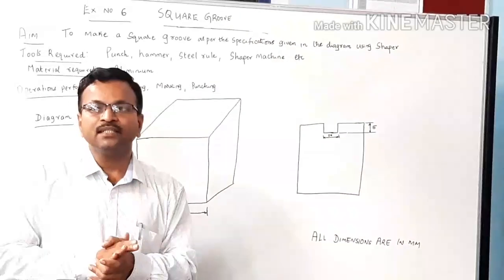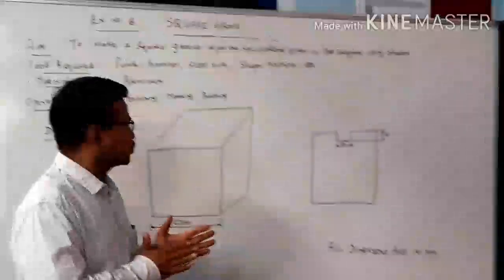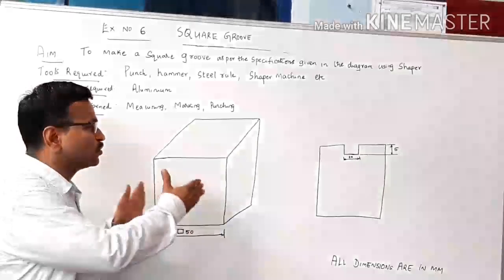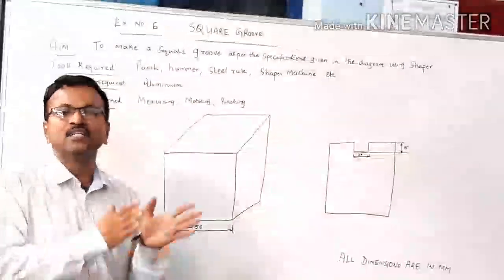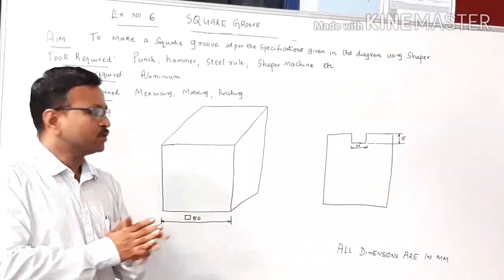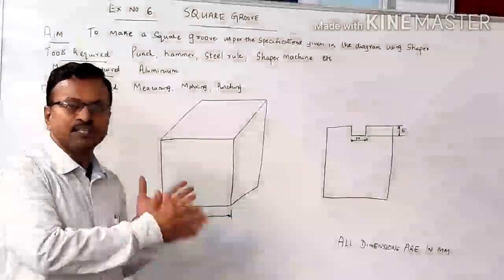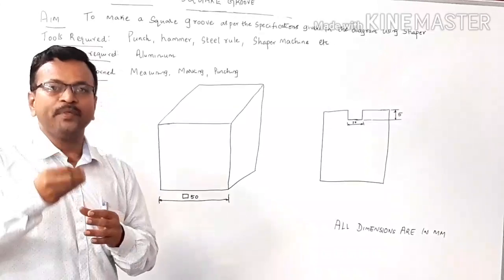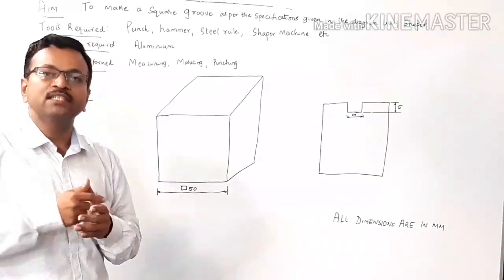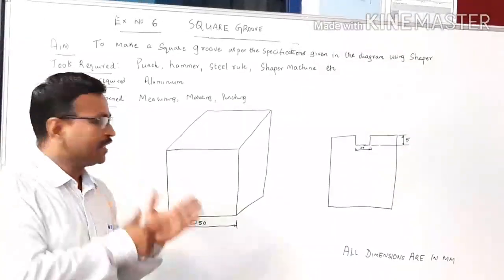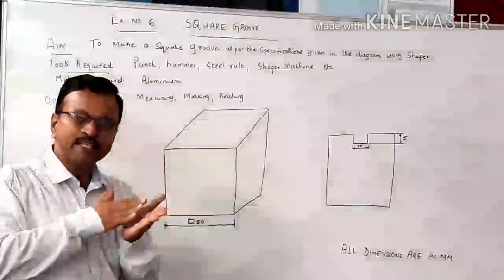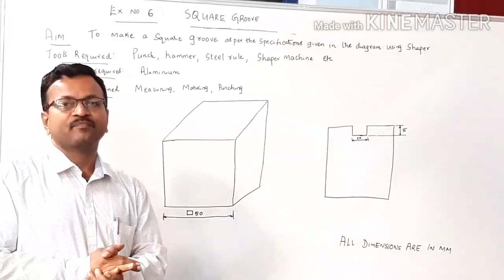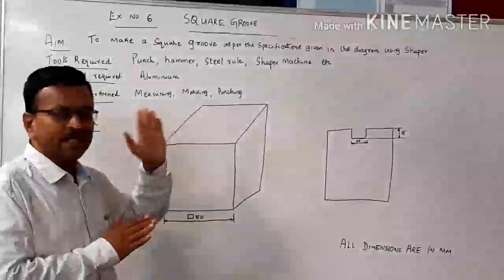The reason behind this is that in the lathe we use a cylindrical job, but here we use rectangular or square jobs. In the shaper, the workpiece is stationary, but in the lathe the cylindrical workpiece is rotating. In the lathe the tool is stationary, but in the shaper the tool is reciprocating forward and backward, while the workpiece is stationary. The same is the case for the planer also.